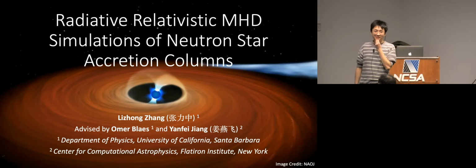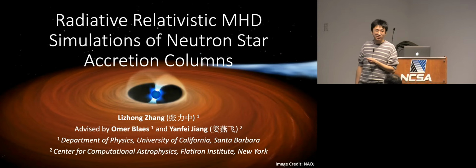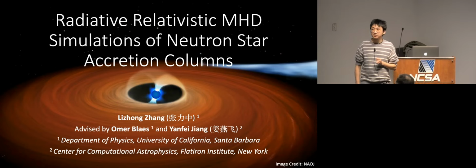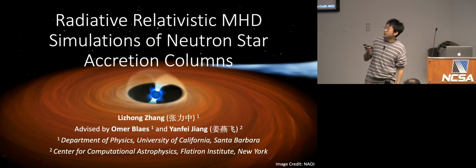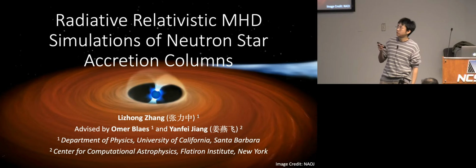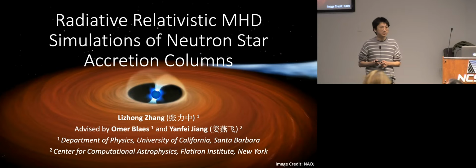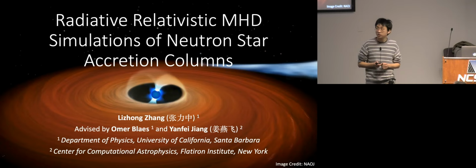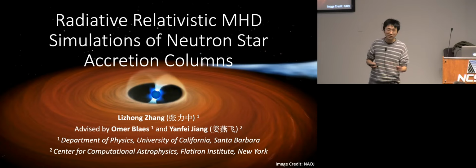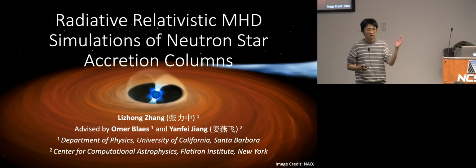So right now, what I'm doing is computational and theoretical astrophysics. This is my PhD project: radiative relativistic MHD simulation of neutron star accretion columns. I'll spend most of the time giving you the background introduction. If you have any questions about these, just ping me, just let me know. Do not wait until the end to ask.